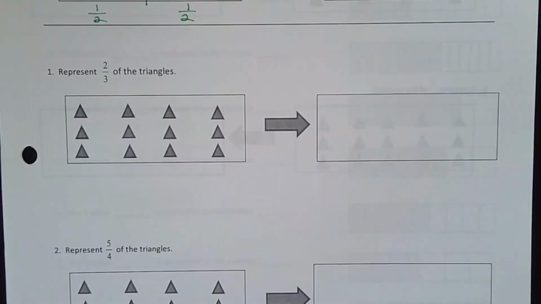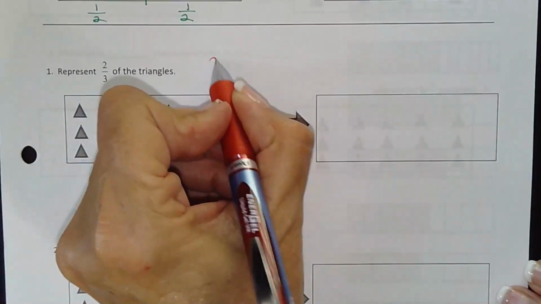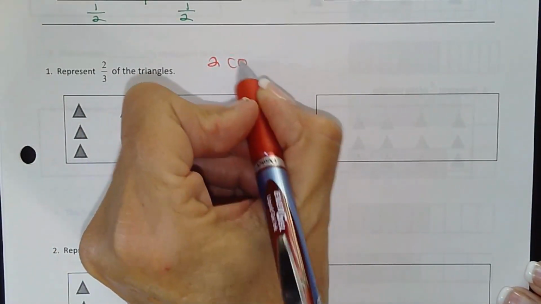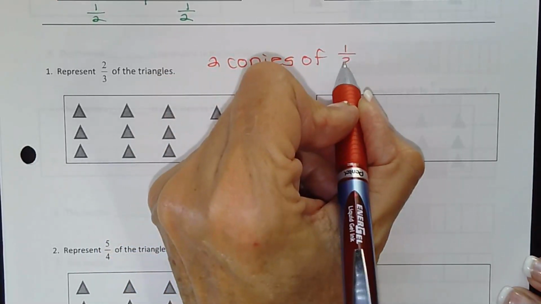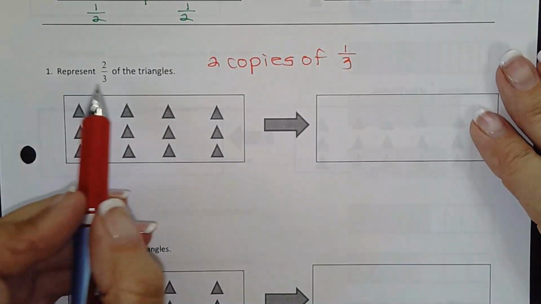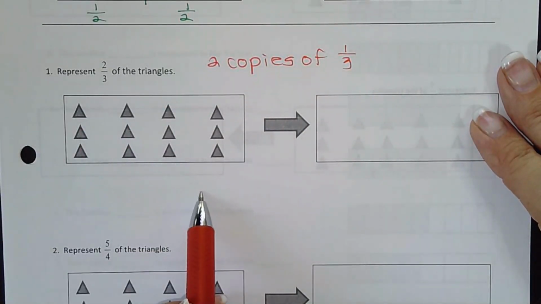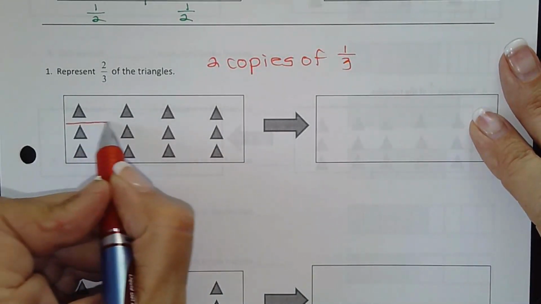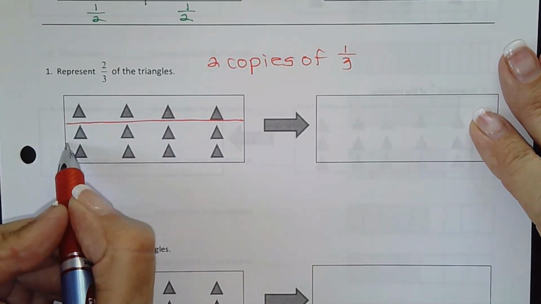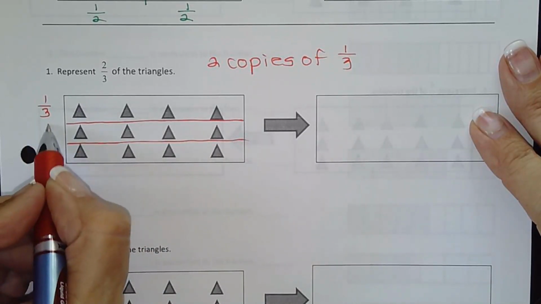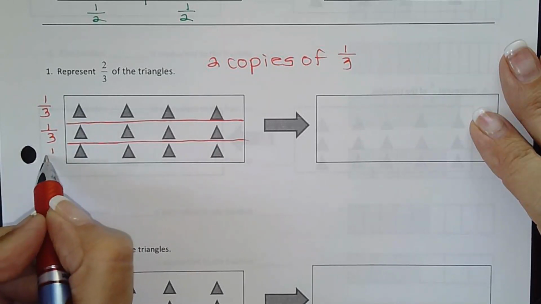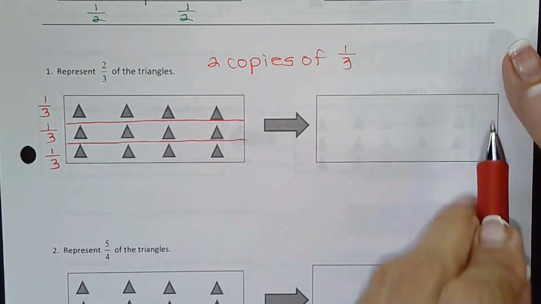So this next one says 2 copies of 1/3. Well, first I have to figure out what 1/3 is by dividing it into 3 equal groups. I can't go this way. That divides it into 4 groups, but I can go this way. Here's a third, here's a third, there's a third. So each of these is a third of the whole picture, and I need 2 copies over here.